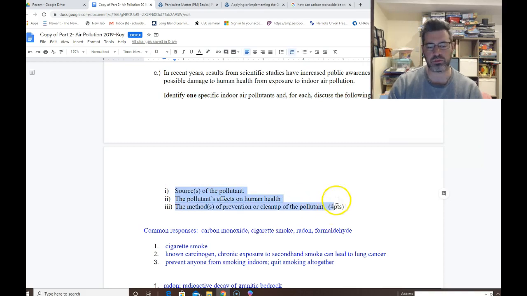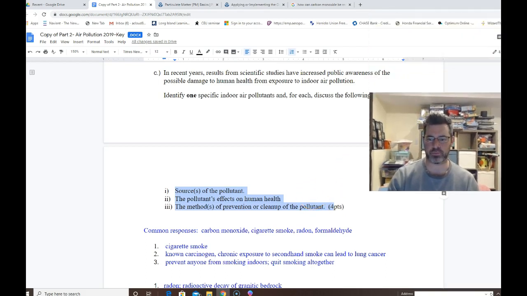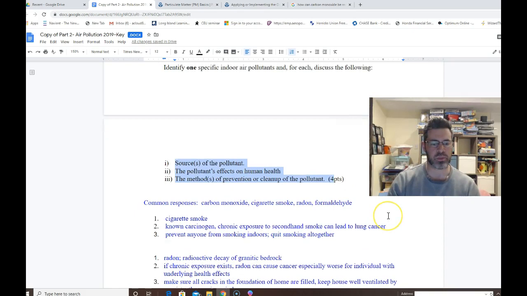One, source of the pollutant, where it comes from. Source always means where it comes from. The pollutant's effect on human health. How does it affect us if we breathe it in, most likely, or exposed to it? And the method of prevention or cleanup of the pollutant. So this is indoor air pollution specifically.